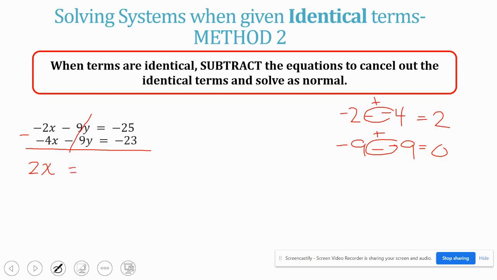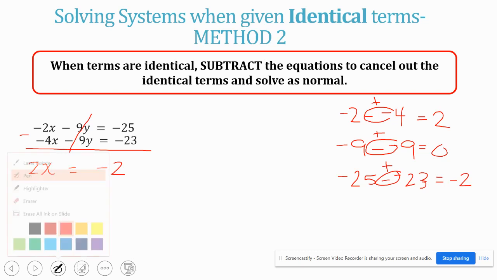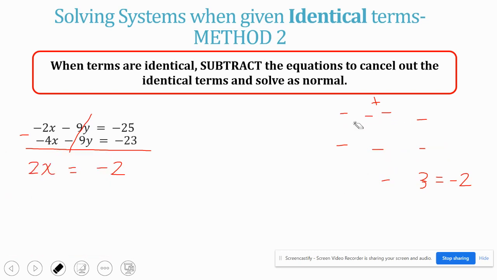Those cancel out. And then negative 25 minus a negative 23. That would give us, oops, that's a 3. That would give us negative 2. Okay, so I'm just showing that subtraction on the side. Sometimes you're going to have negative numbers like this, so it's definitely important that you know exactly how to subtract these negative numbers. Okay, so I'm going to just take a minute and erase this because we're going to need this space. Okay, and let's continue to solve. Divide by 2 on both sides. We get x is equal to negative 1.